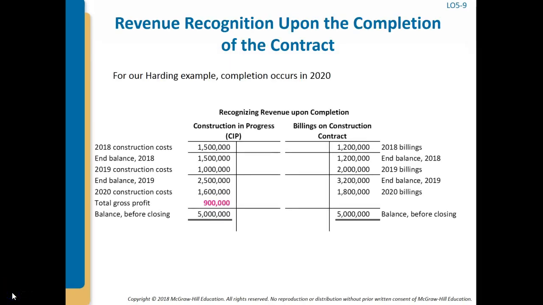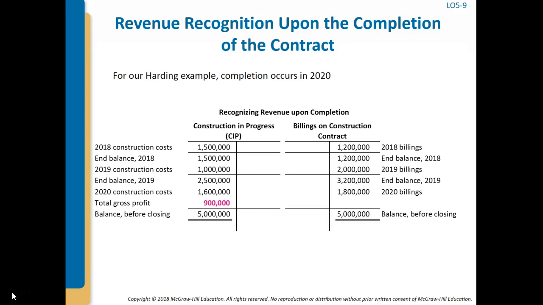If a contract doesn't qualify for revenue recognition over time, revenue is recognized at the point in time that control transfers from the seller to the customer, which typically occurs when the contract has been completed. At that time, the seller views itself as selling the asset and recognizes revenue and expenses associated with the sale. Completion occurs in 2020 for our Harding example.